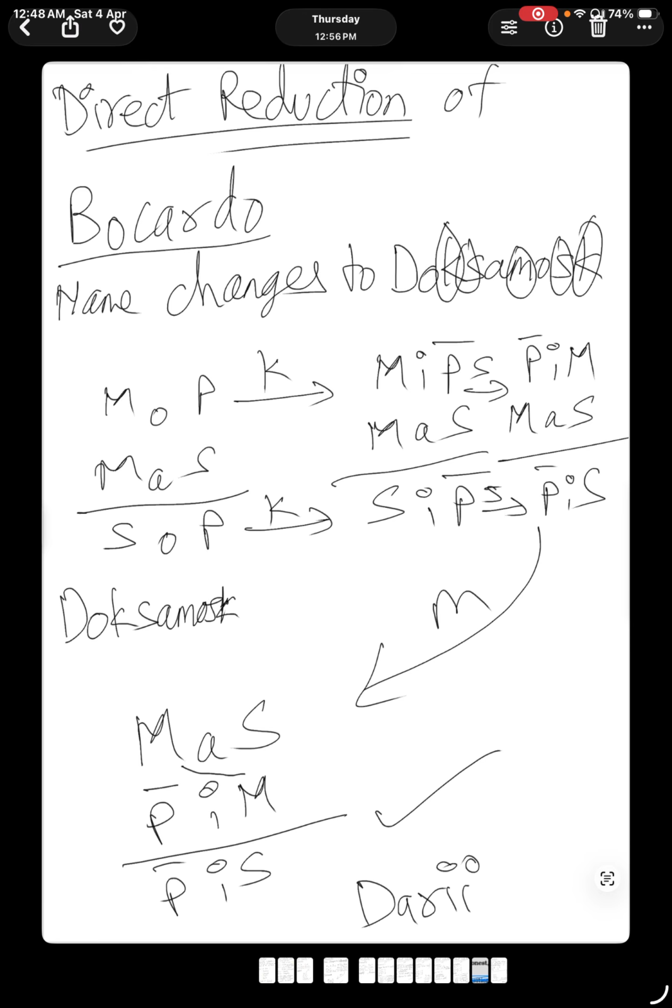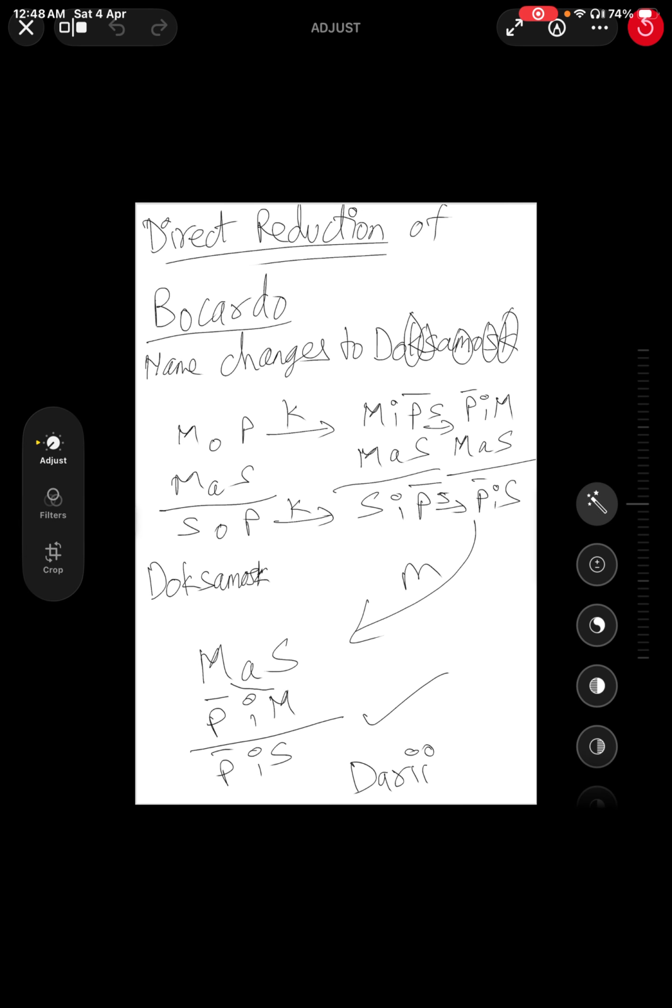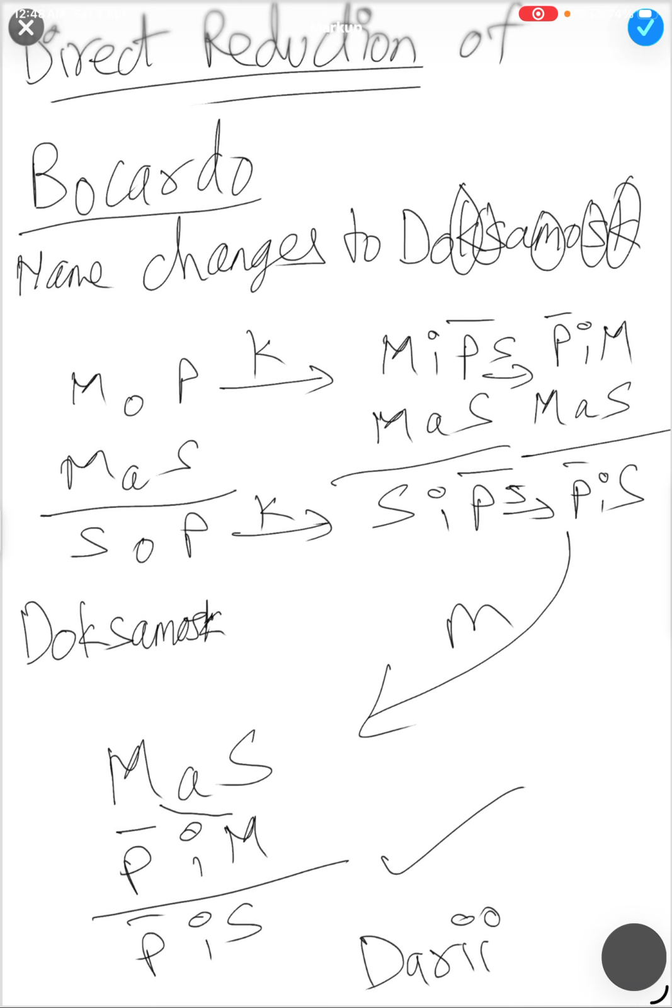Now remember, Bocardo has a C in the name, so direct reduction is not possible. They have to change the name. What does the name change to? Doksamosk. Now identify the letters. You have K, you have S, you have M, you have S, you have K. Whenever you have an S and K combination, one comes in the premise and one comes in the conclusion. So first do obversion, then do conversion.